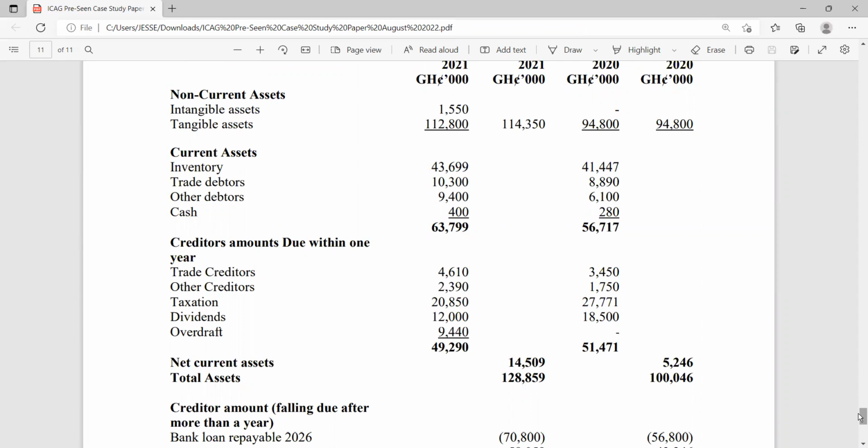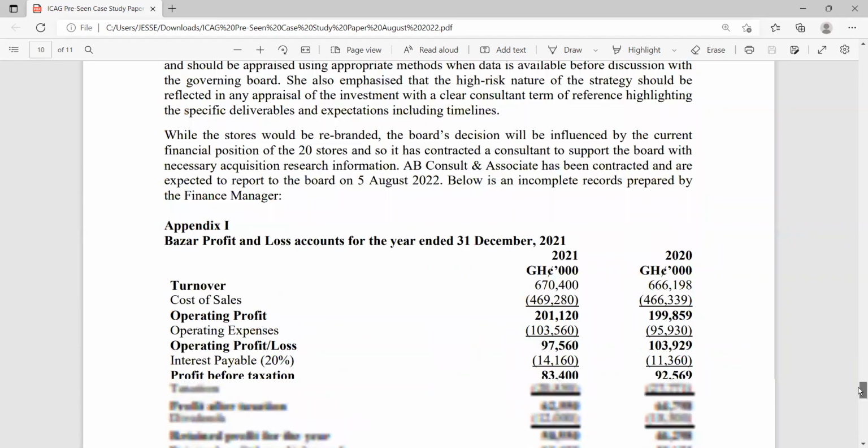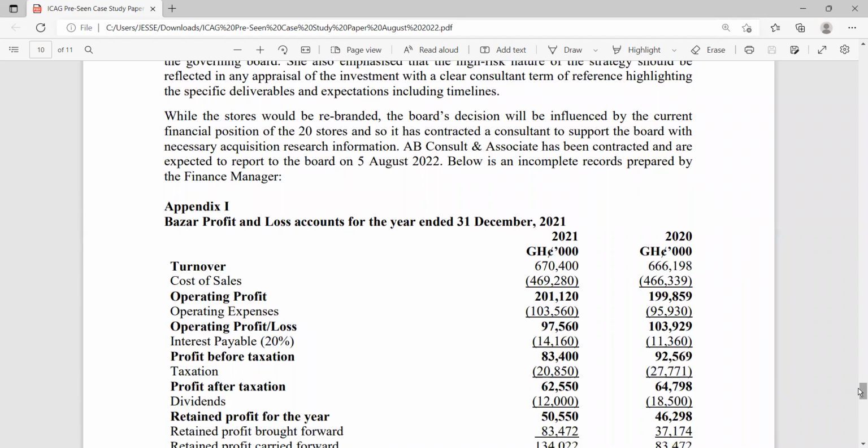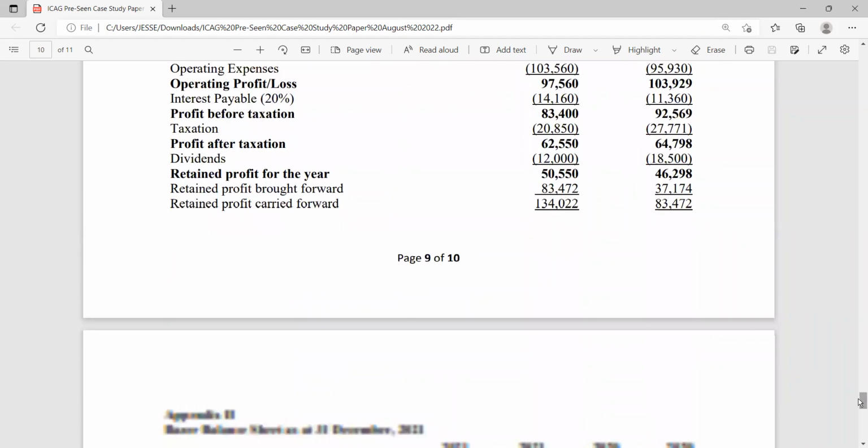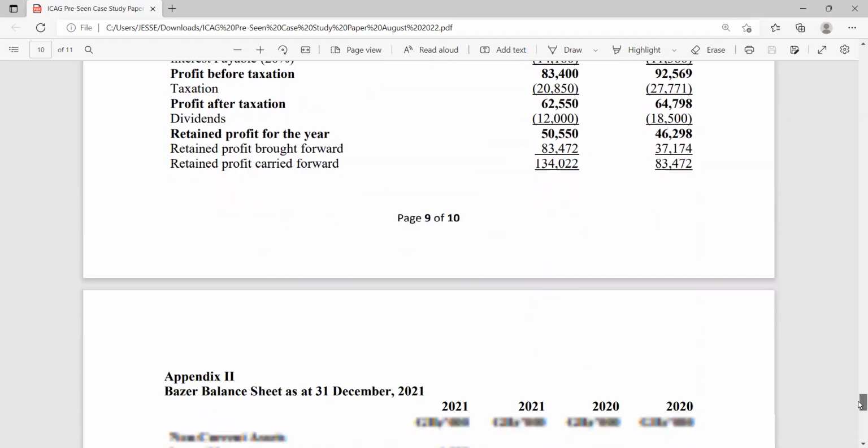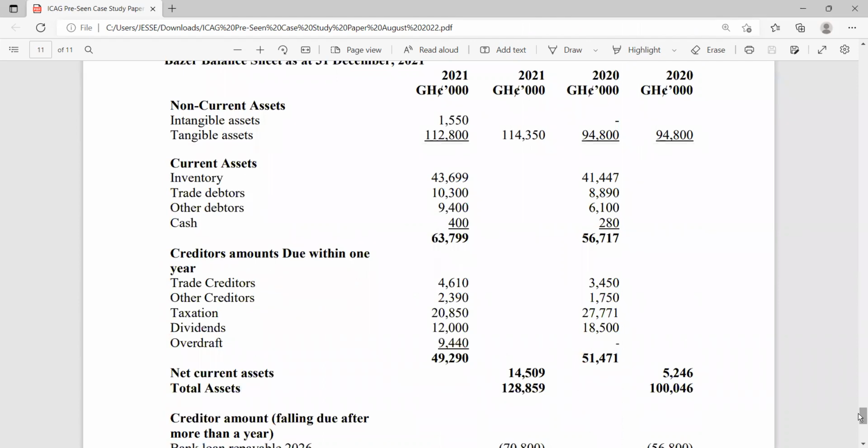But overall, what I would say, my impressions on the financial statement is profits are declining, right? Which we see here. The profits are declining. So see the profit decline from 64 million to 62 million, mainly due to an increase in operating expenses and interest payable. So Bazar Company Limited seems to be taking on some form of loans, and maybe that's contributing to their interest payable, their finance costs. There's also investment in tangible assets. You see a huge increase in tangible assets from 2020 to 2021, and things like that.